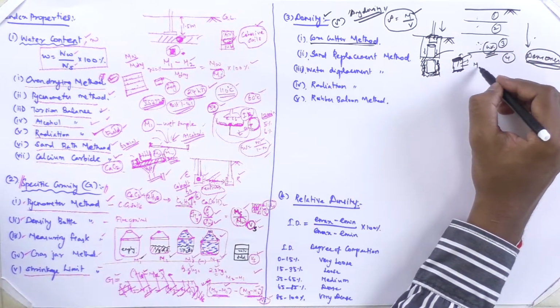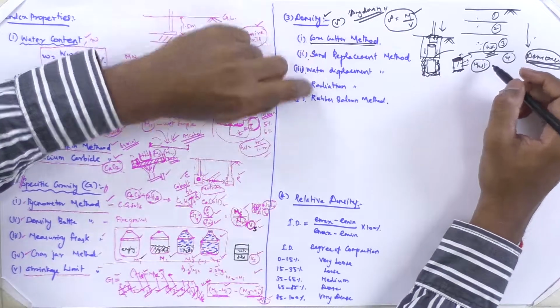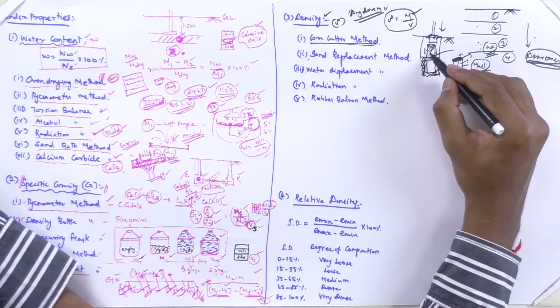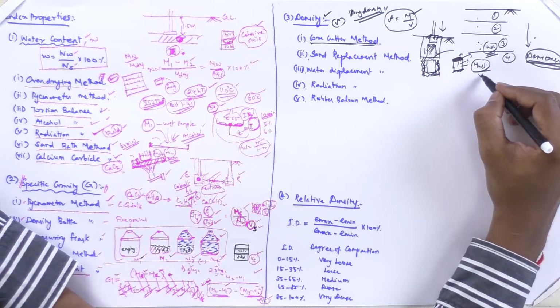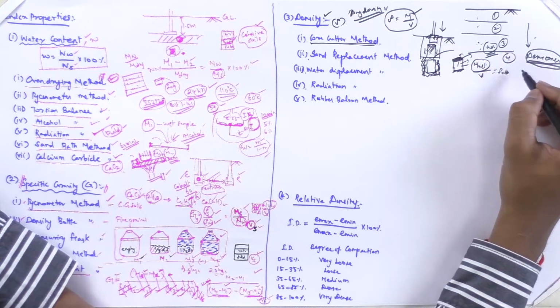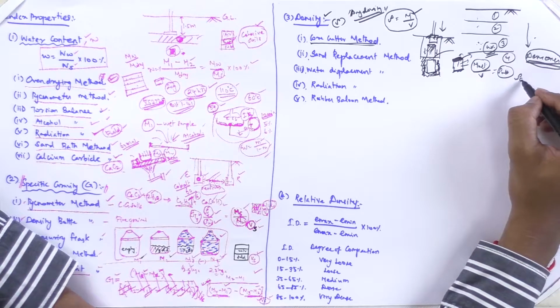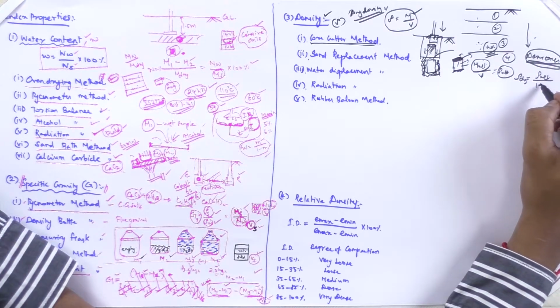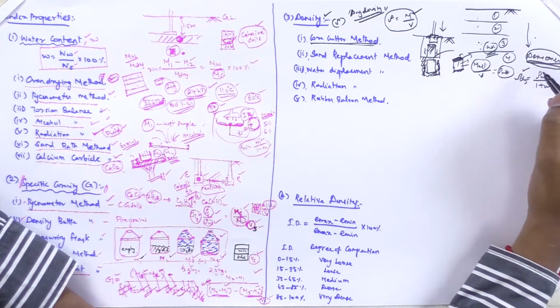So you get the wet sample weight. This is a cylinder with a known volume, so wet sample weight divided by volume gives you the wet density. As you know, dry density is wet density divided by 1 plus w, and you get the dry density value. This can be talked about as denseness.